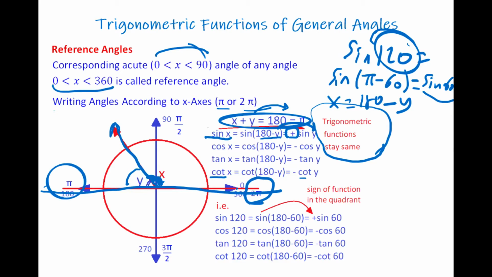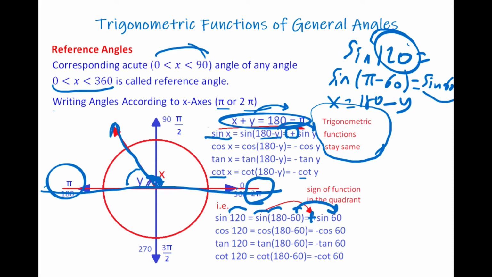As an example, I just put here, for example, sine 120. Sine 120 can be written as sine 180 minus 60, right? Because 180 minus 60 is 120. And then this is equal to, guys, because the angle is in the second region, second quadrant, and because sine is plus in the second quadrant, so we just put here plus. And then just put this angle right over here. So this is sine 60.